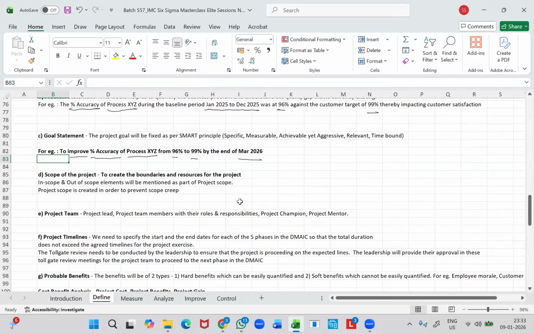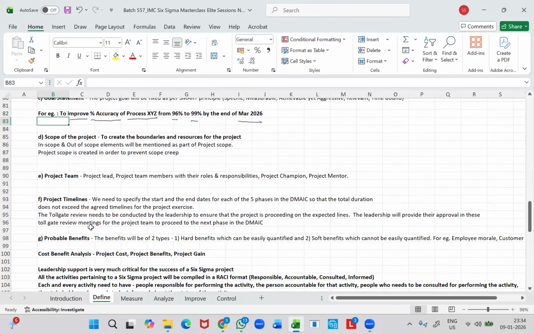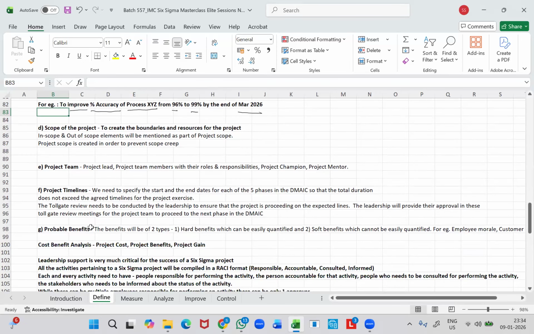And then we have the project team, which will consist of the project lead along with the project team members, the roles and responsibilities, the project champion and the project mentor who would be guiding the project team towards successful closure of the Six Sigma project. And then we have the project timelines. So we need to specify the start and the end dates for each of the 5 phases in the DMAIC approach so that the entire duration doesn't exceed the agreed timeline, right?